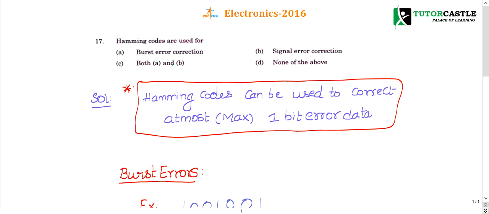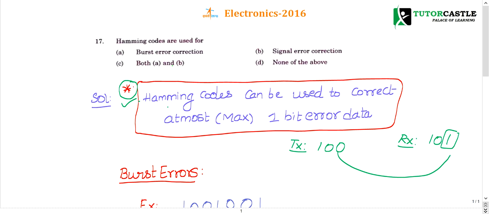You need to remember only one point regarding the Hamming codes, then you can answer this question. The point is, Hamming codes can be used to correct at most a maximum of 1 bit error. Say you are transmitting a password of 100 to your friend, and unfortunately she has received 101, then only 1 bit error has occurred. So 1 bit errors you can correct using Hamming code.